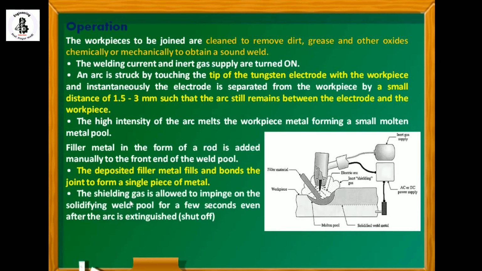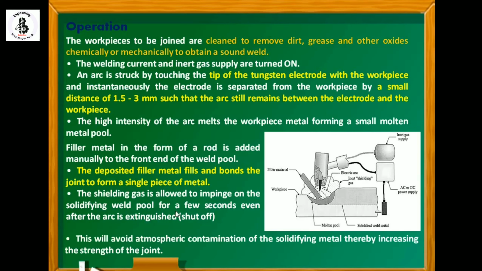A shielding gas is allowed to impinge onto the solidifying weld pool for a few seconds even after the arc is extinguished, or you can say shut off. This will avoid atmospheric contamination of the solidifying metal, thereby increasing the strength of the joint. Or you can make a sound weld with the help of the TIG welding process.